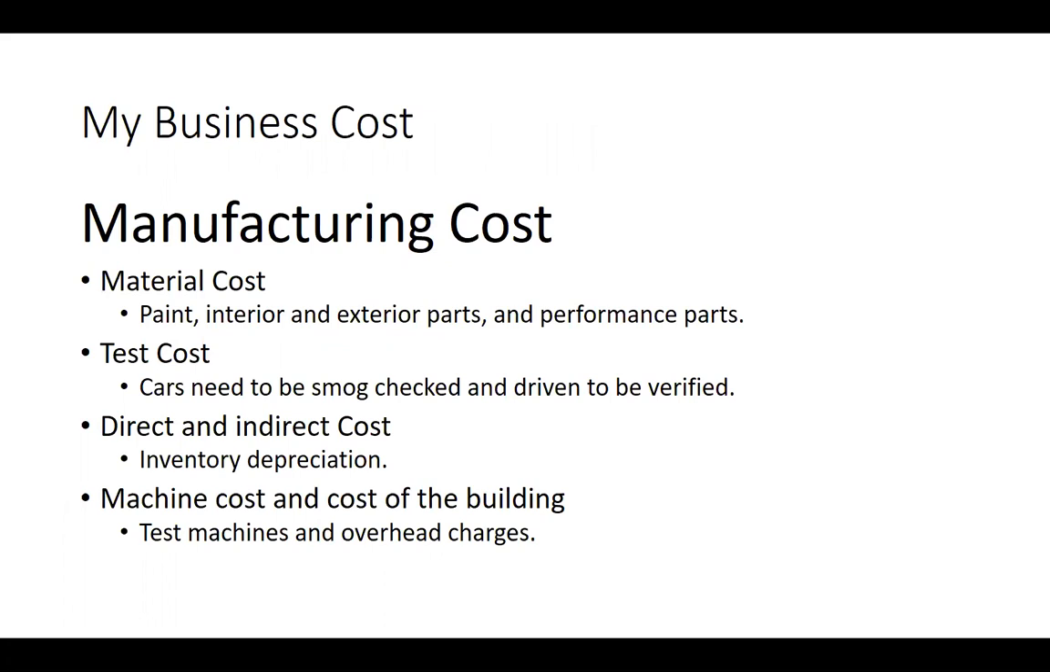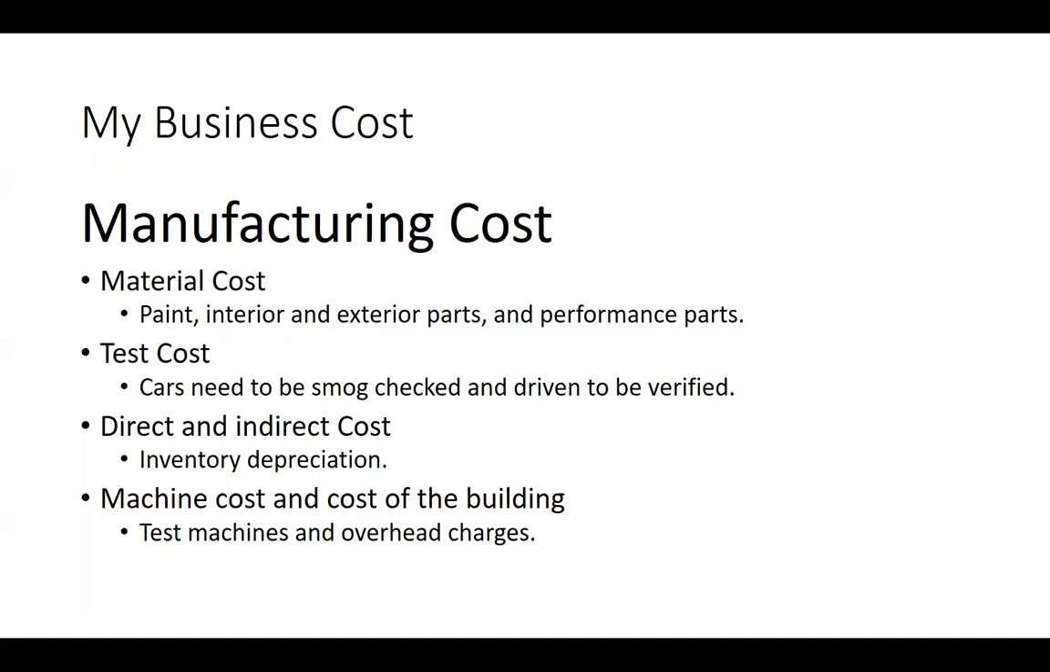Material costs, it's essentially paint, interior, exterior parts, and performance parts. These are essential because once the customer requests a particular paint code, interior, exterior designs, and the level of performance, that will determine the cost. Not all paint jobs cost the same. Not all interior and exterior parts and performance parts cost the same. They are aftermarket parts. They are OEM parts. All of that will be determined by what the customer decides to go with.